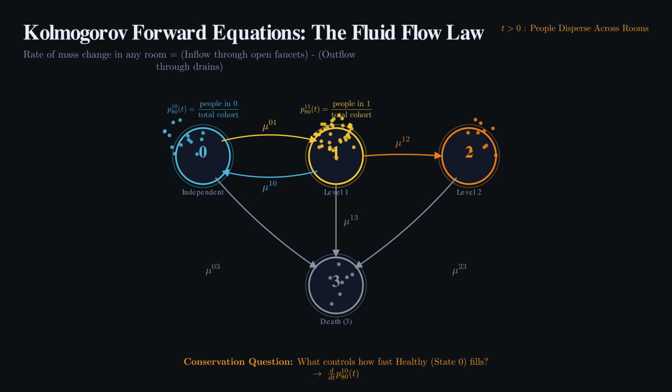The cohort starts in State 1, rehab. As time runs, people disperse across the 4 rooms. tp811 is the fraction still in rehab. tp810 is the fraction now healthy. The conservation question is, what controls how fast healthy fills?